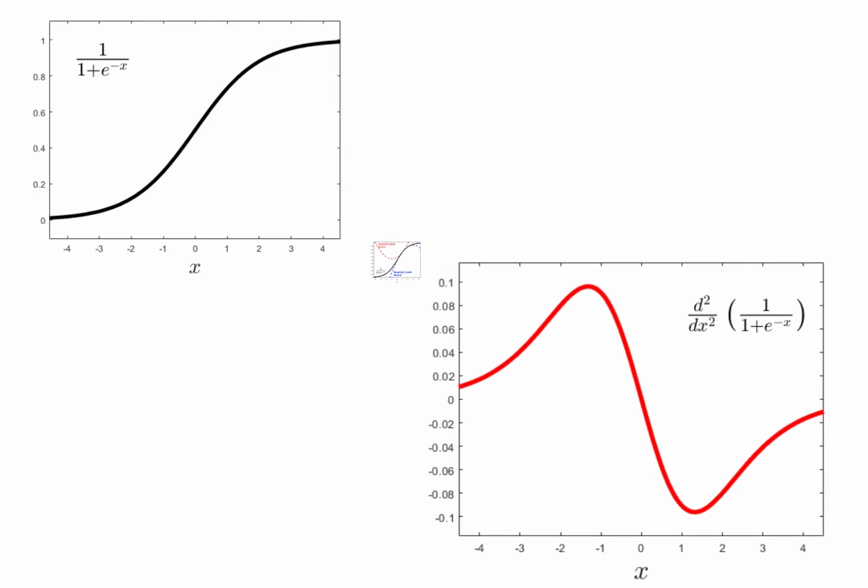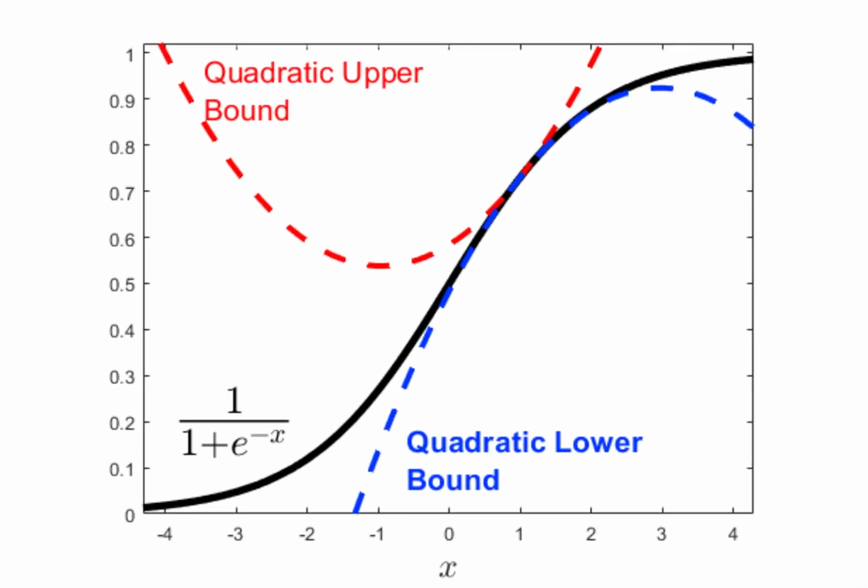Let us plot the upper and lower bounds of this function at x equal to 1. The upper and lower bounds are denoted by dotted lines and have the same slope as f of x at x equal to 1. The upper and lower bound at different points will also have the exact same shape, but will be translated to that point.